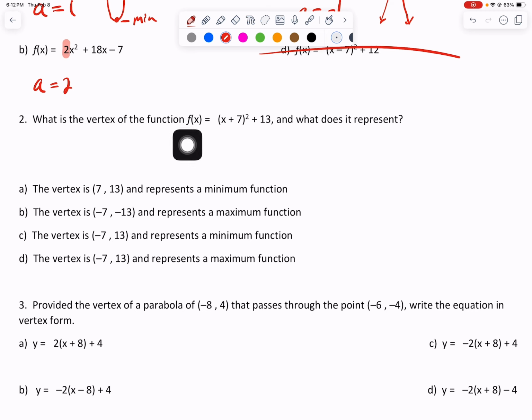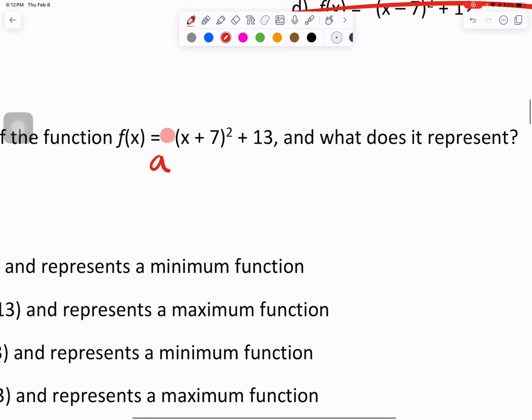What is the vertex of the function f of x equals x plus 7 squared plus 13, and what does it represent? First thing I always like to do is simply identify. All right, so we're going to put our a right there. Let me zoom on in for us. Now, our plus 7, this is also our h value, and our positive 13 here will be represented as your k value.